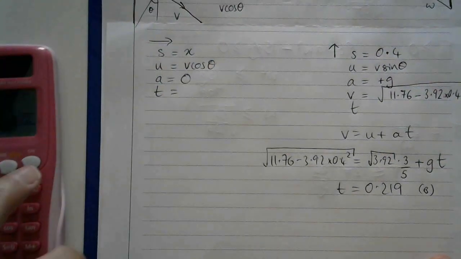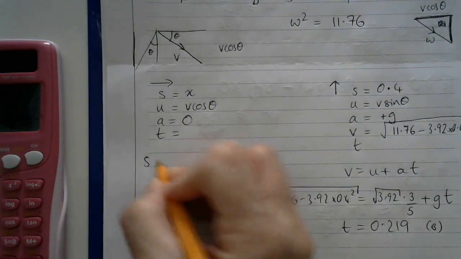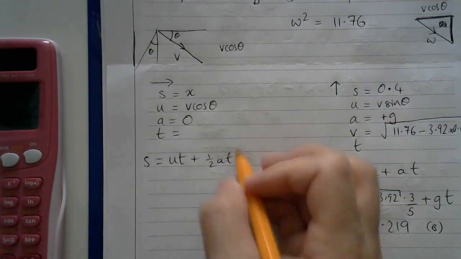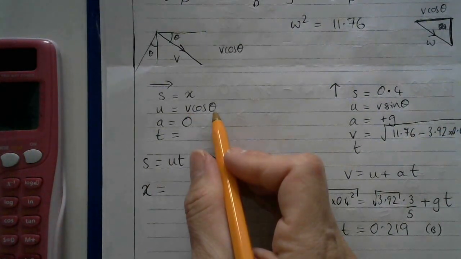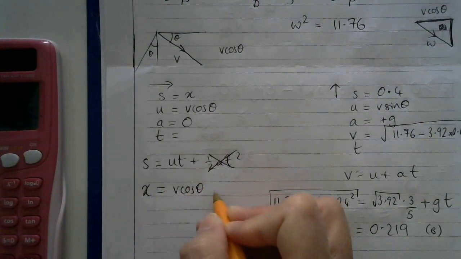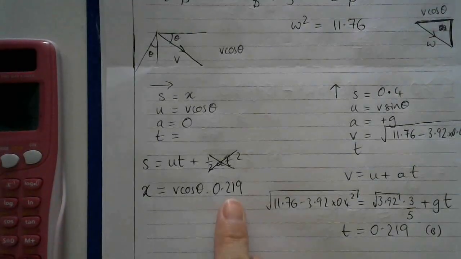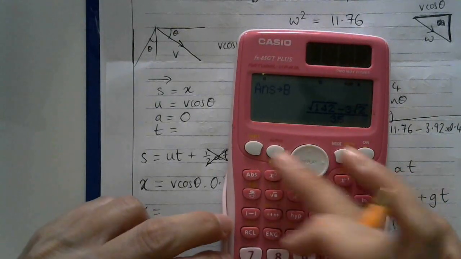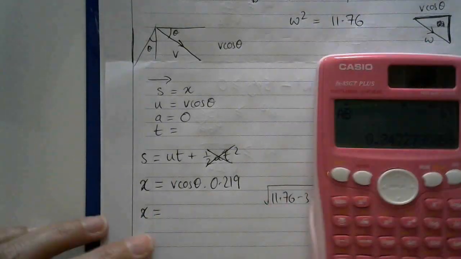Okay, and then now that I know the value of t here, then I can work out s. So s is ut plus half a t squared. Well, because the acceleration is 0, all of this bit is going to disappear. So I get that x is that value of v cos theta, which if you remember I saved into the memory A, times by the value of t, which is this, which I saved into the memory as B. So x is basically for me A times B. So I've got A, B, and that gives me 0.347.